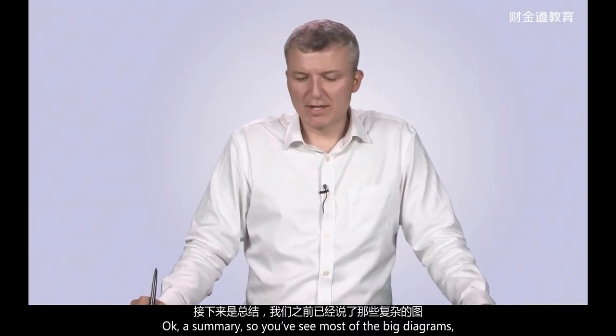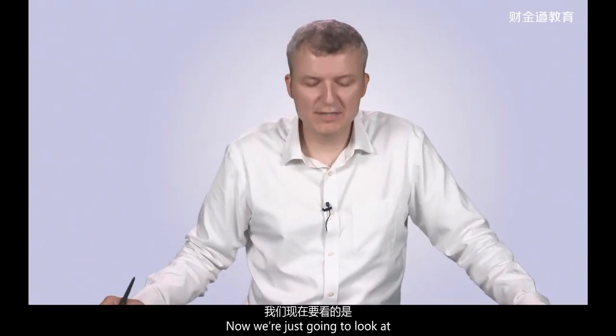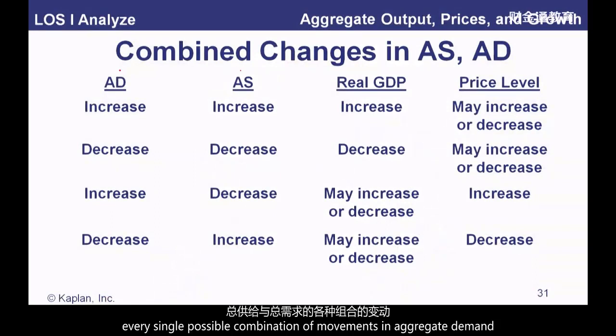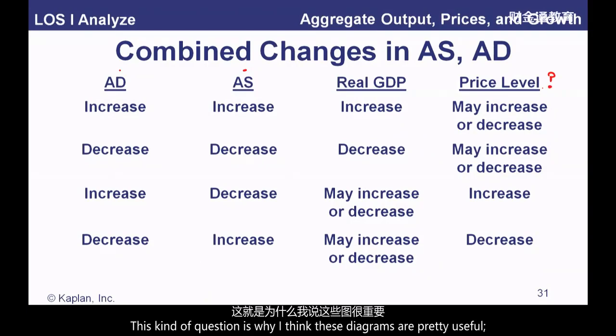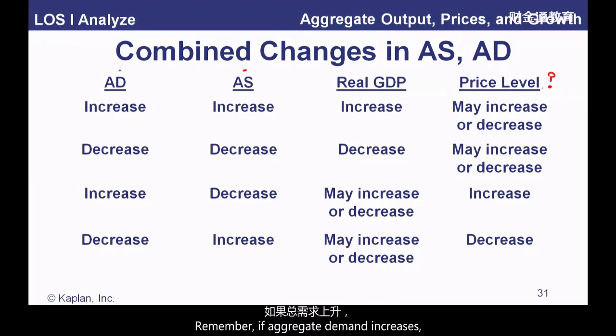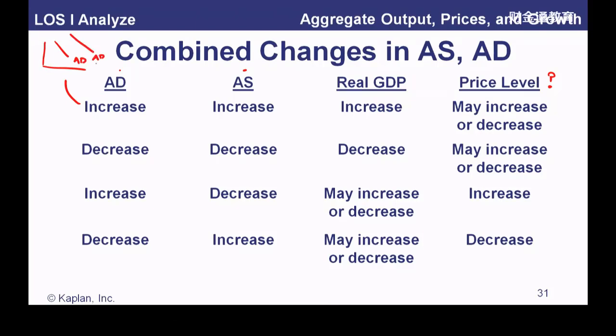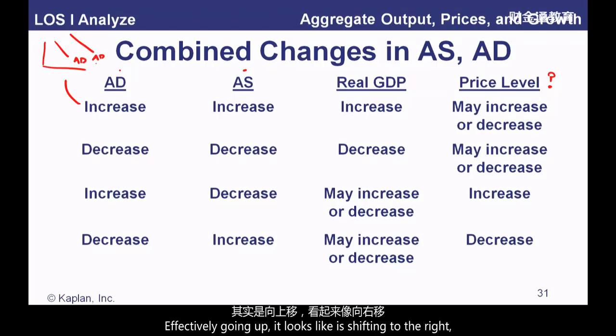Okay, a summary. So we've seen most of the big diagrams, pretty good stuff. Now we just look at every single possible combination of movements in aggregate demand and aggregate supply and the impact on the price level. This kind of question is why I think those diagrams are pretty useful. Remember, if aggregate demand increases, what you're seeing is the aggregate demand curve shifting out to the right. It's effectively going up. It looks like it's shifting out to the right.